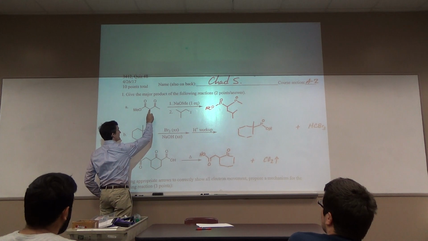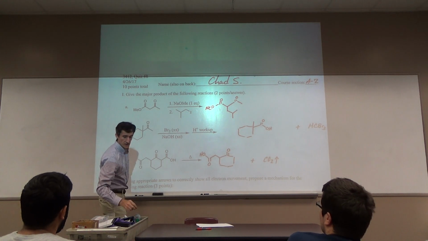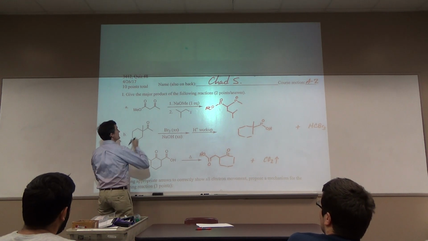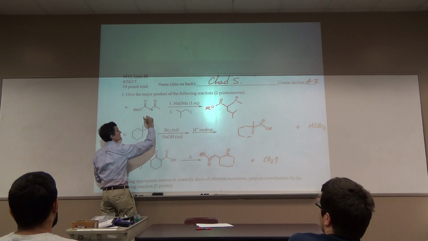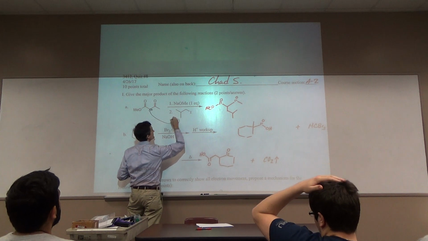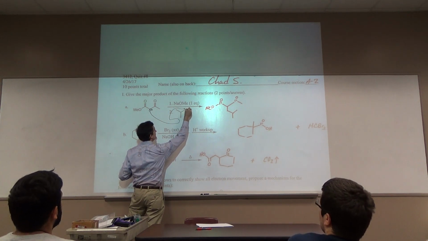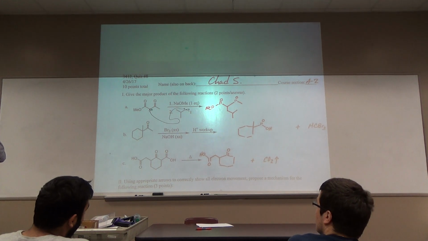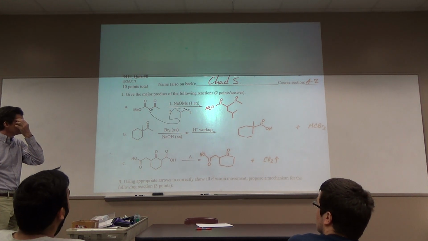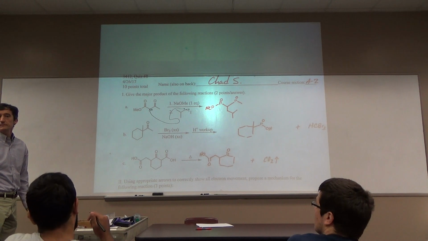Base takes the most acidic H, and then the anion does good old SN2. Make the anion, an enolate, stabilized, and we do the old SN2. We could have done that reaction in organic 1. There we go. Questions?